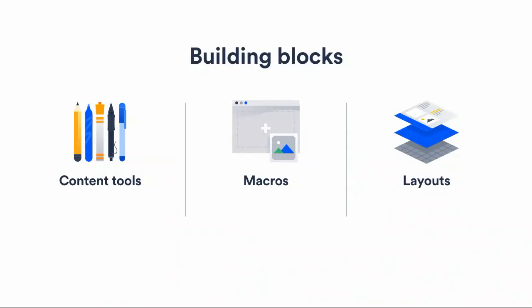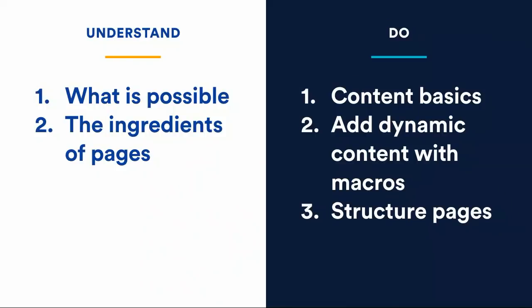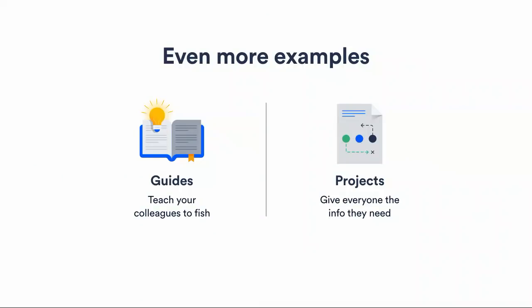Now, for some of you that might have been new, for some it may have been a review, but how's everyone feeling? Are you still awake? How are we doing on the things we wanted to understand? I think I've shown you a bit of what's possible and some of the ingredients of pages, and hopefully you've got down the content basics. You can always learn more about macros and structure a bit of a foundation. But let's run through a few more example pages to really solidify what you can do with macros. So we'll look at 2 types of pages, how-to guides and project pages.